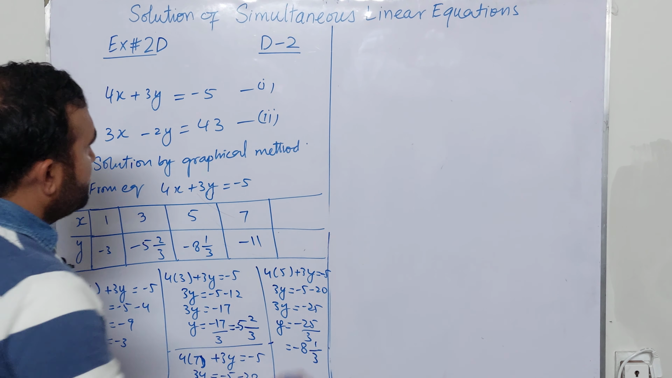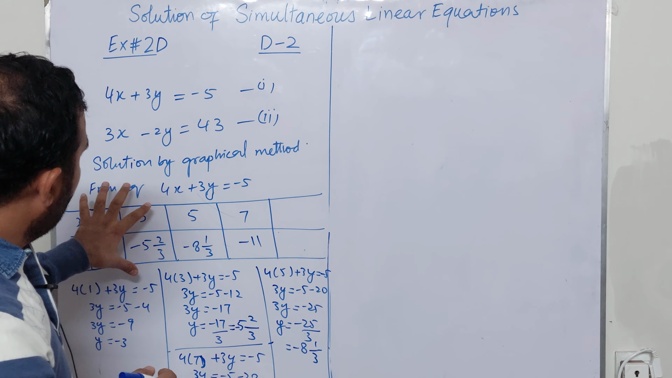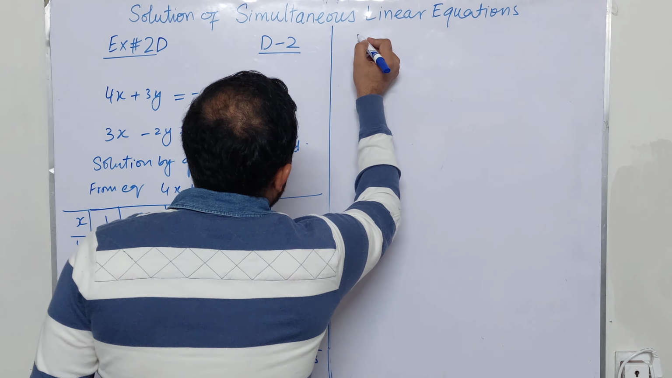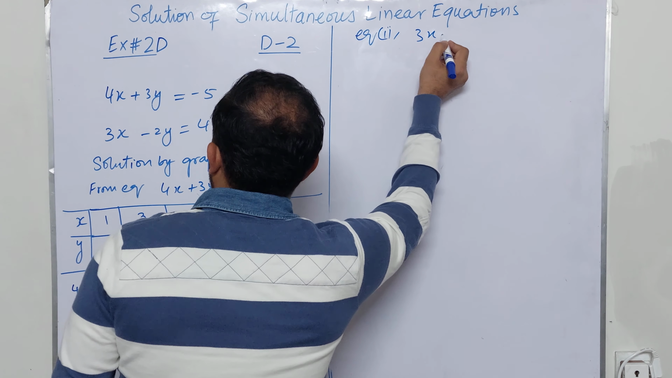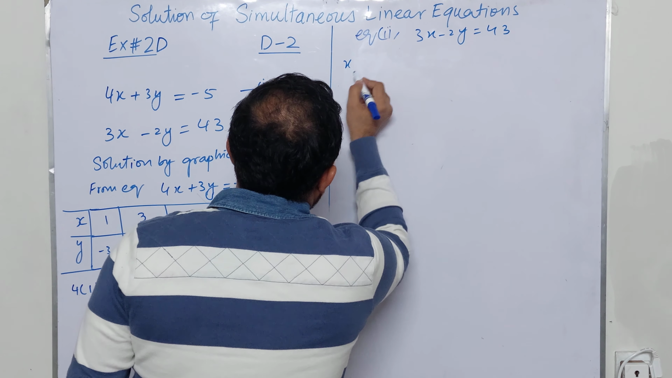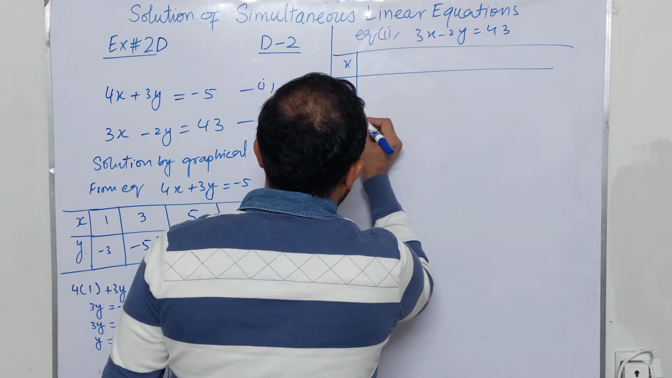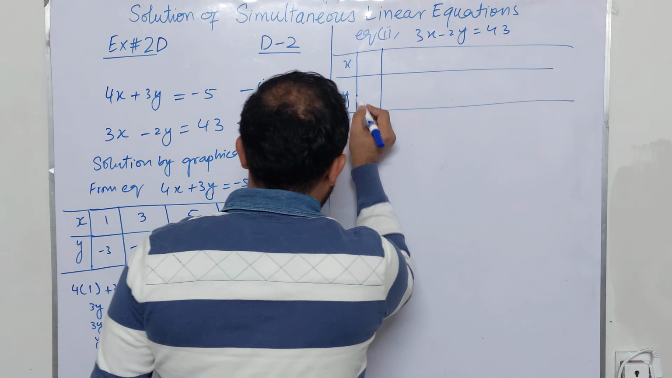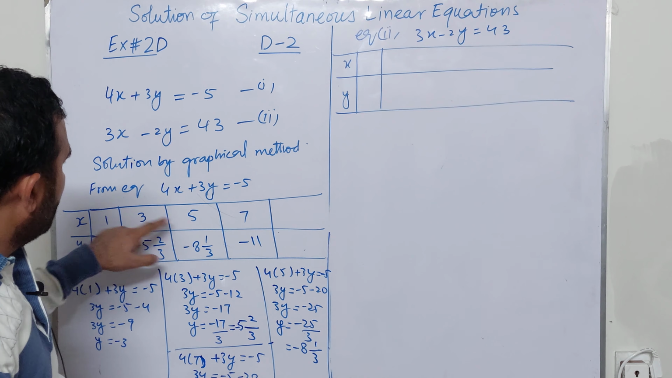Now we have to make a similar table for equation 2 as well. So equation 2, we have 3x minus 2y is equal to 43. Okay, so we have to make a similar table. So this is x and y. We will start from the same values 1, 3, 5, 7.